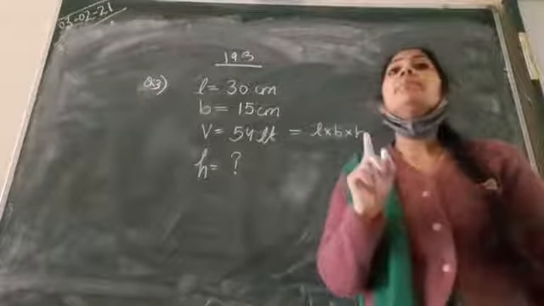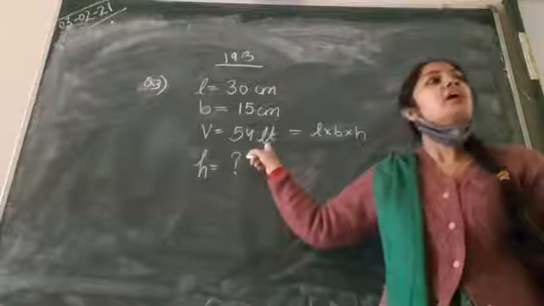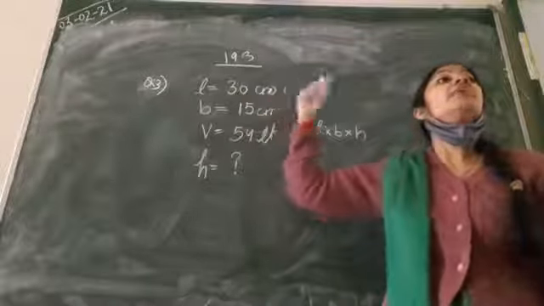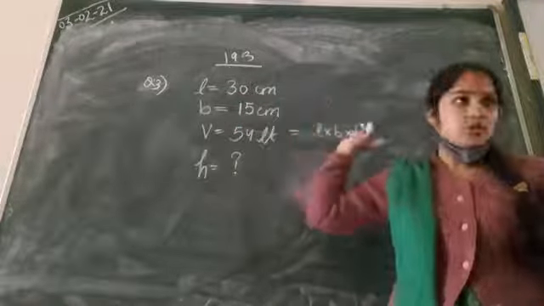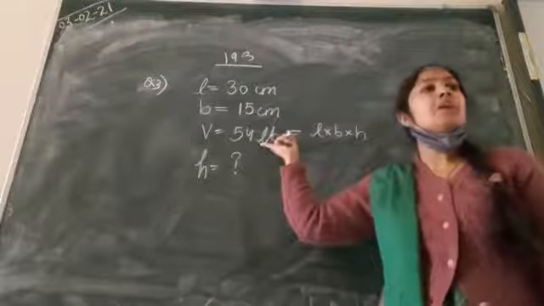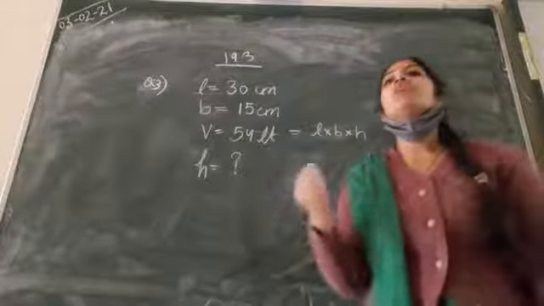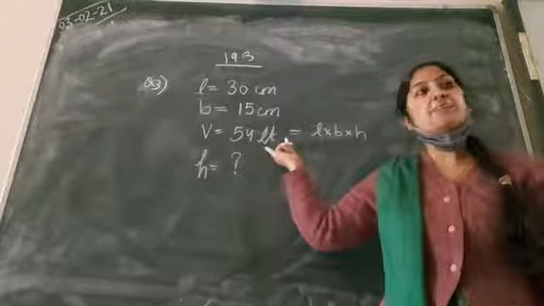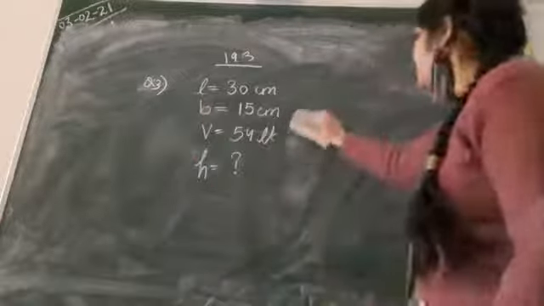The only problem in the question is that volume is in liters. And from here, our volume will come in centimeter cube. Length is in centimeters, breadth is in centimeters, and height will also be in centimeters only, right? So our volume should be in centimeter cube, but here it is given in liters. But no problem, we will convert the unit. We will convert this 54 liters into centimeter cube, right? Okay. So let us do the unit conversion first.